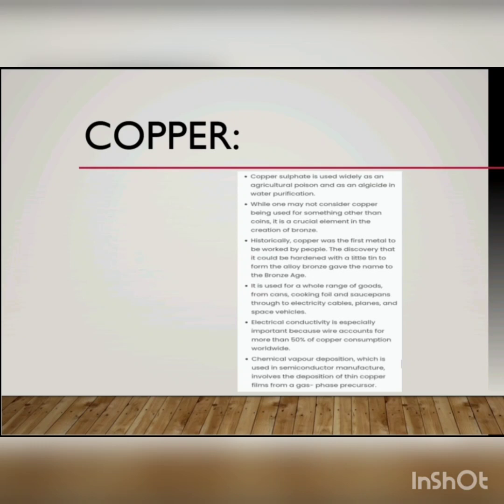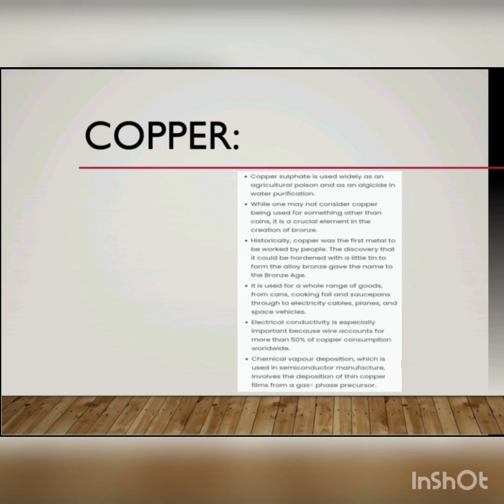Electrical conductivity is especially important because wire accounts for more than 50% of copper consumption worldwide. Chemical vapor deposition, which is used in semiconductor manufacture, involves the deposition of thin copper films from a gas phase precursor. Ninth element is zinc.